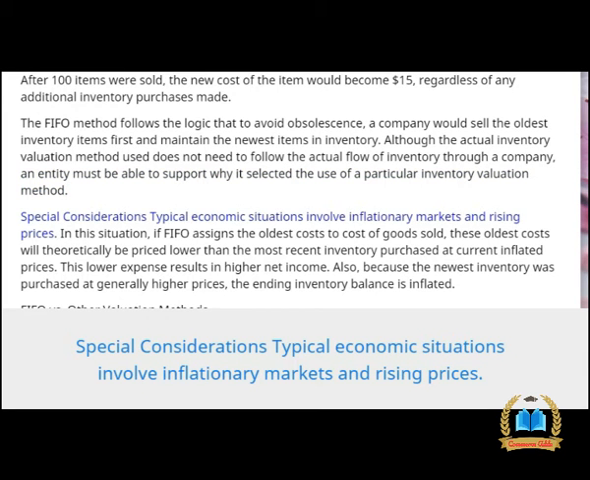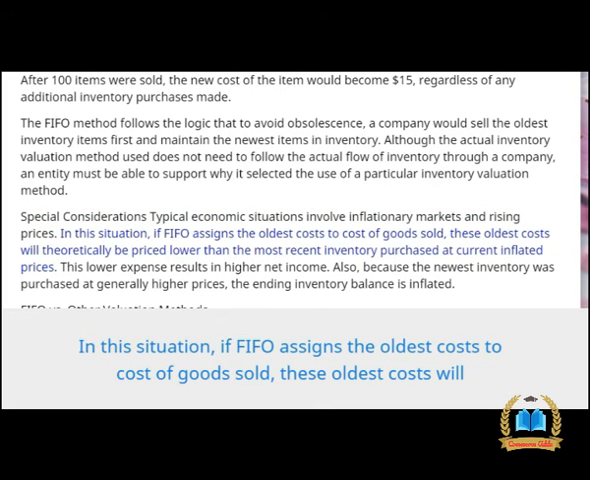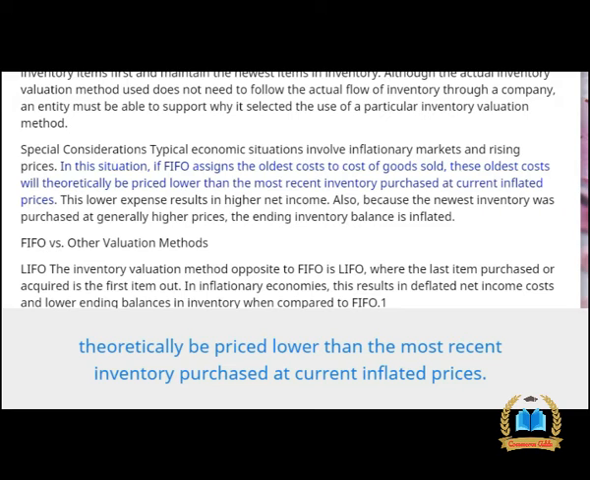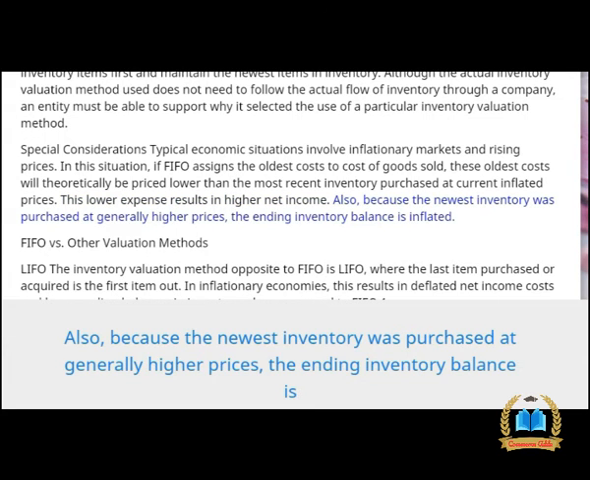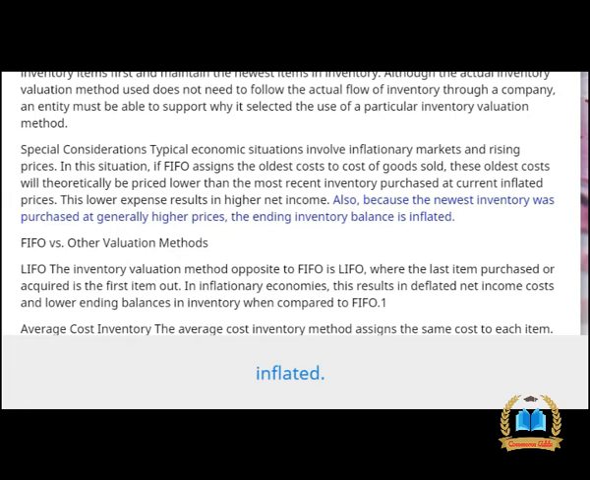Special considerations. Typical economic situations involve inflationary markets and rising prices. In this situation, if FIFO assigns the oldest costs to cost of goods sold, these oldest costs will theoretically be priced lower than the most recent inventory purchased at current inflated prices. This lower expense results in higher net income. Also, because the newest inventory was purchased at generally higher prices, the ending inventory balance is inflated.